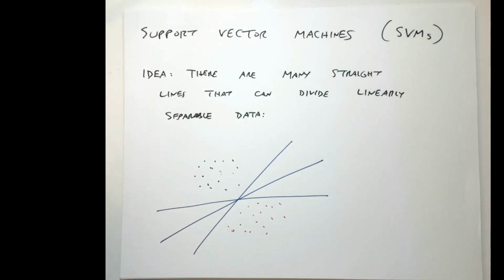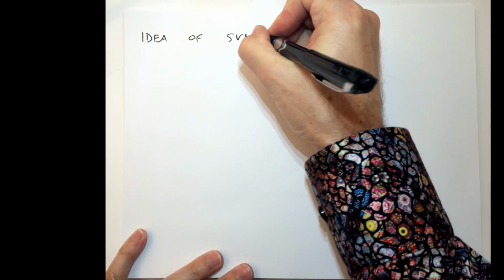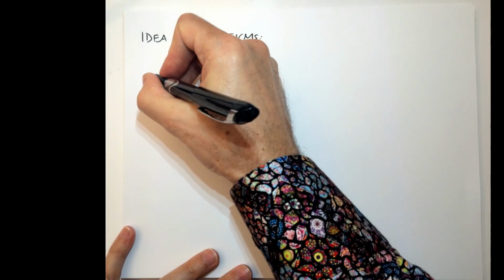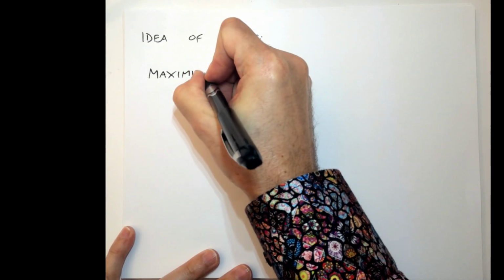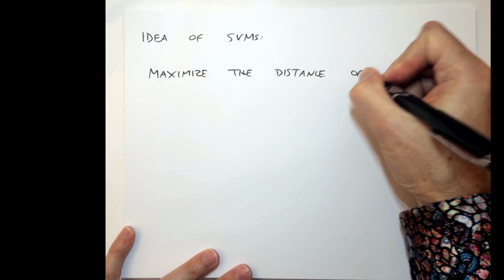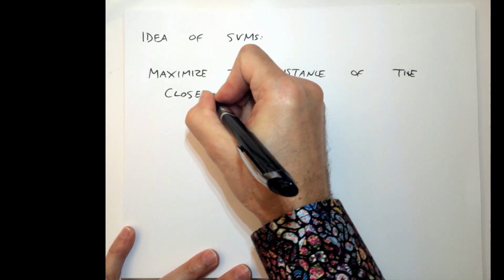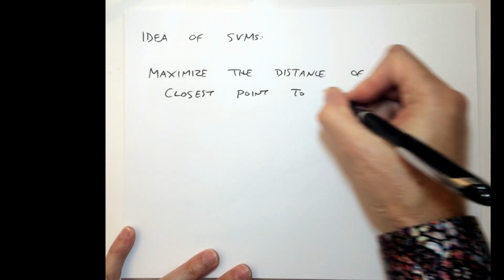And so the proposal behind support vector machines is what we want to do. Let me write it down first so I don't mess it up. So the idea of SVMs is that we want to maximize the distance of the closest point to the decision boundary.